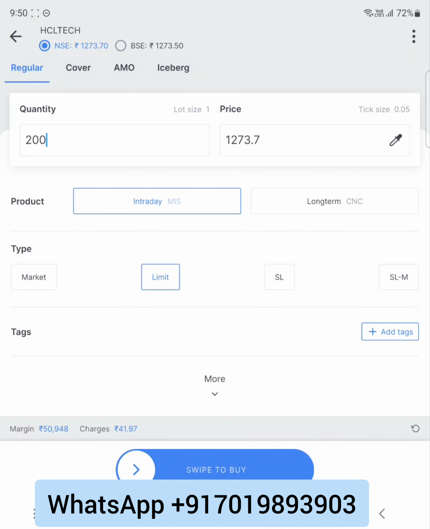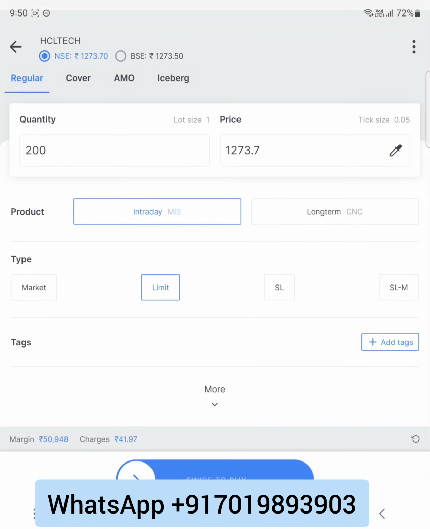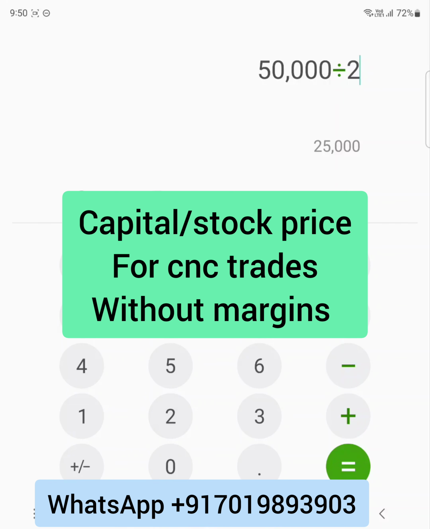If you're not doing intraday, if you're doing a holding or swing trade, that is long term, that is CNC holding, then it's very simple. Whatever capital you have, capital divided by the stock price. Then you get the answer. So that's the quantity you get.